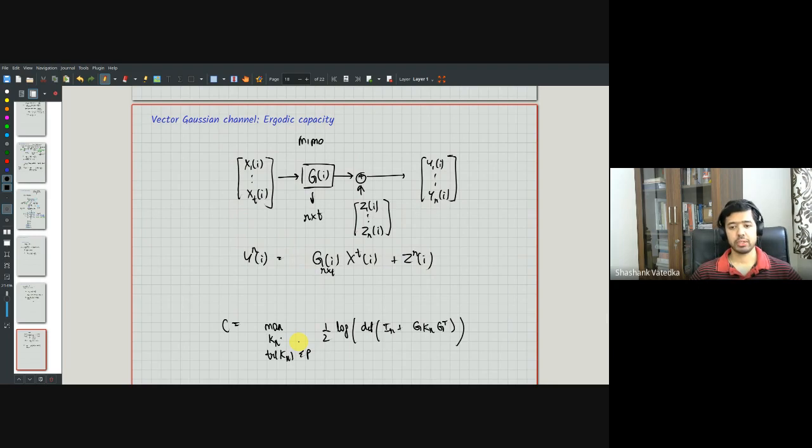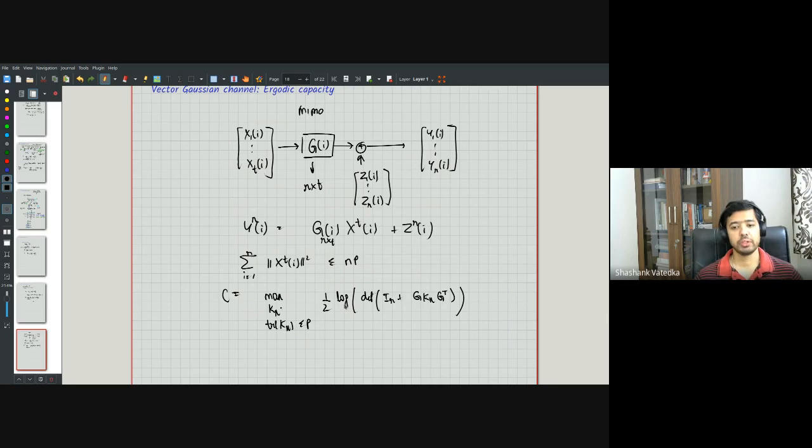And now you can ask, what is the capacity of this particular channel? Of course, you always want to satisfy a power constraint. So the summation i equal to 1 to n of the norm of xT of i squared should be less than or equal to n times P. So you had a power budget initially, and even now you have the same power budget, but now you can distribute this power among T different antennas instead of sticking to just one single antenna.